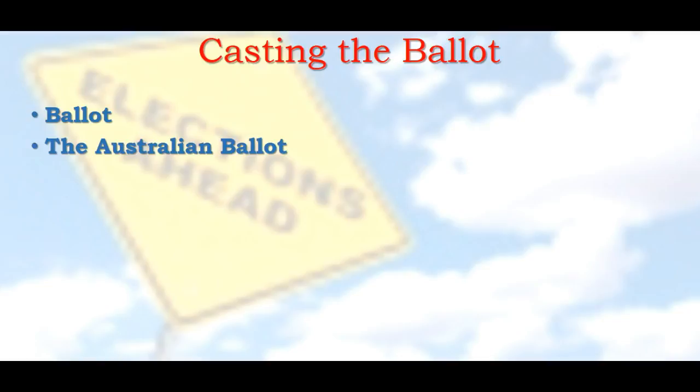The Australian ballot. A new voting arrangement was devised in Australia, where it was first used in an election in Victoria in 1856. Its success there led to its use in many other countries. By 1900, nearly all the states were using it. It remains the basic form of the ballot throughout the United States today.